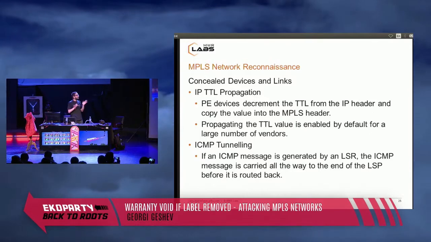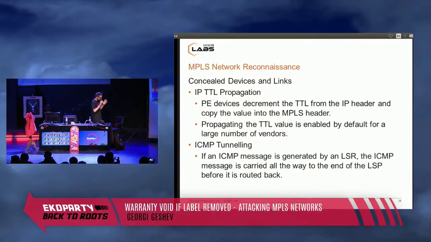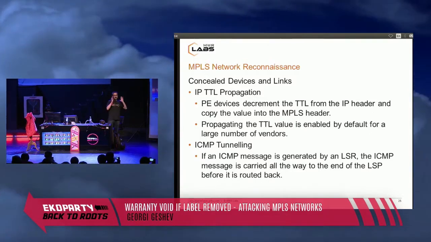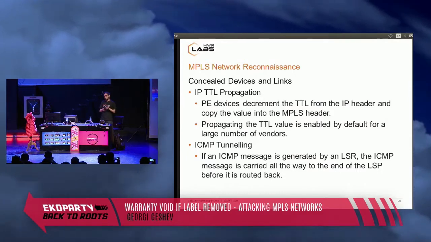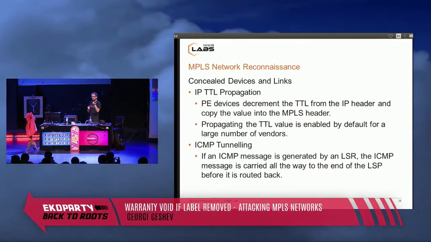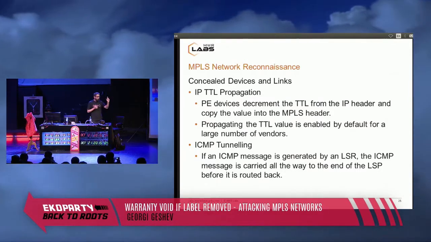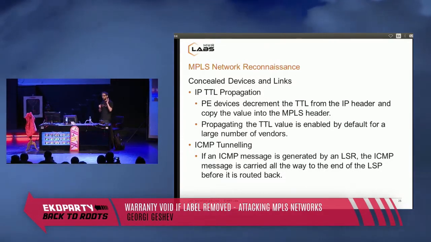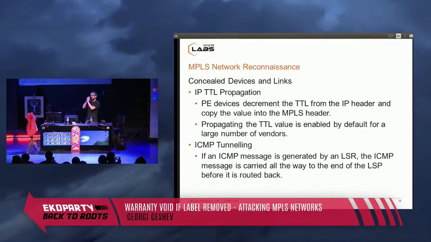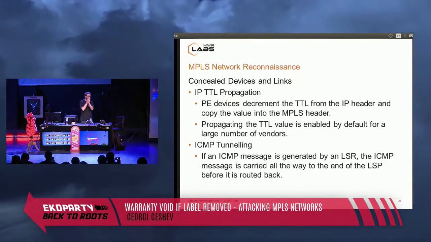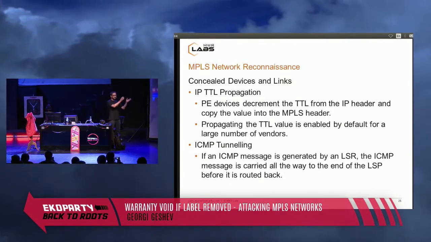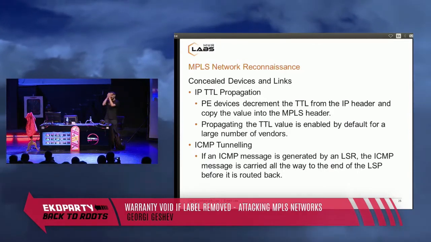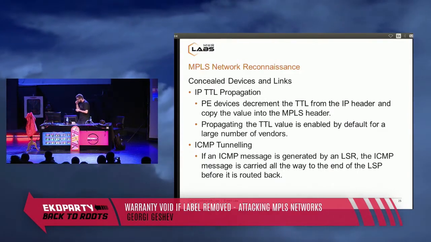So what is IP TTL propagation? This is the process of a provider edge device taking an IP packet from a customer, parsing the IP header, taking the TTL, decrementing it by 1, and using this as the value for the TTL in the MPLS header. Basically, propagating the TTL value from the IP header into the MPLS header.